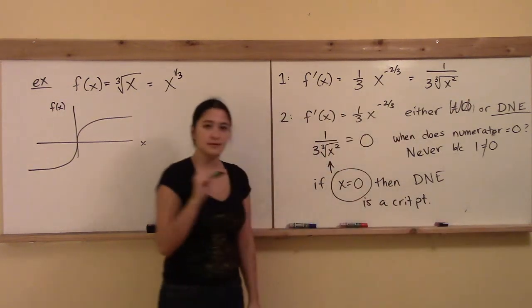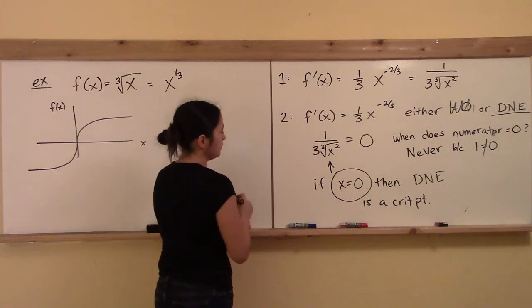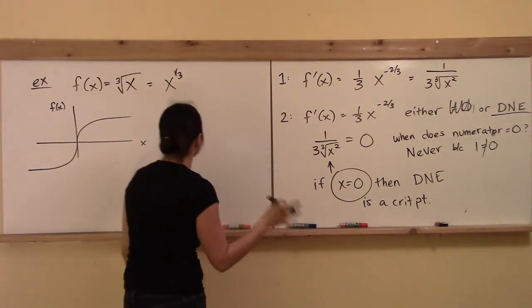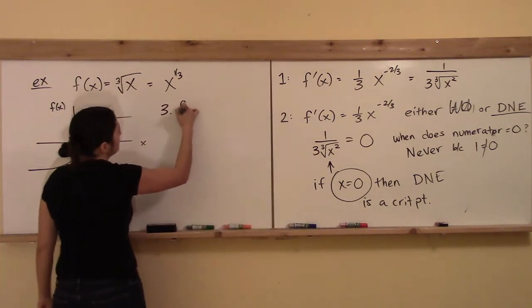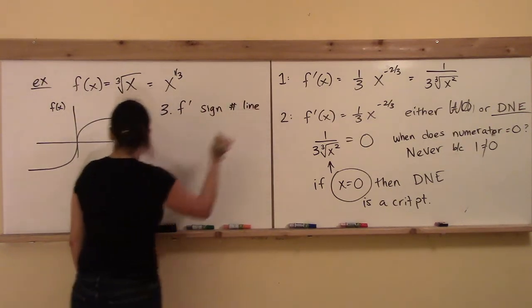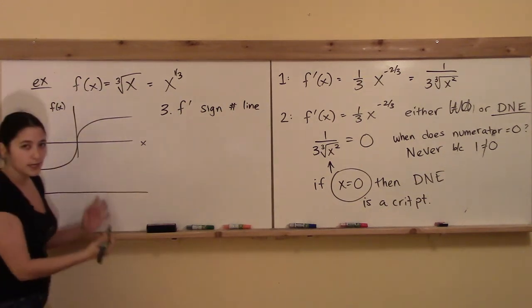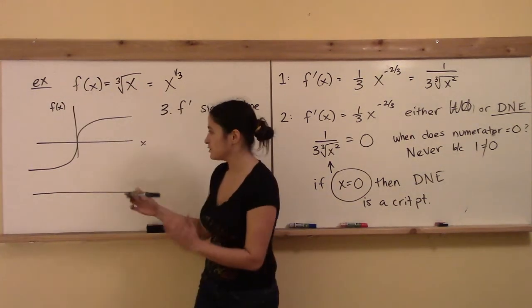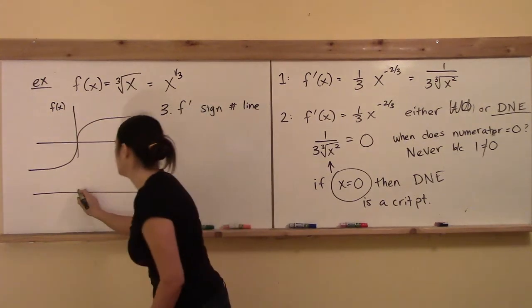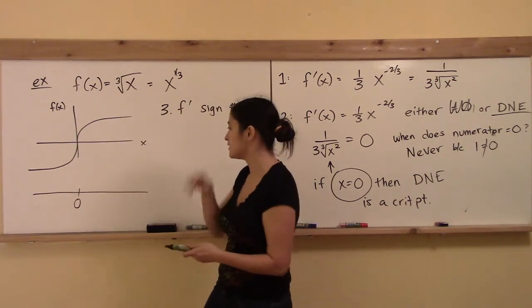All right, let's go on to step 4. Step 4 is the f prime sign number line. Or sorry, step 3. Step 3 is the f prime sign number line. Okay, and for step 3 I'm actually going to do the f prime sign number line right below the function so we can make sure that we see the agreement between what we're seeing here and what we observe in the behavior of the function.